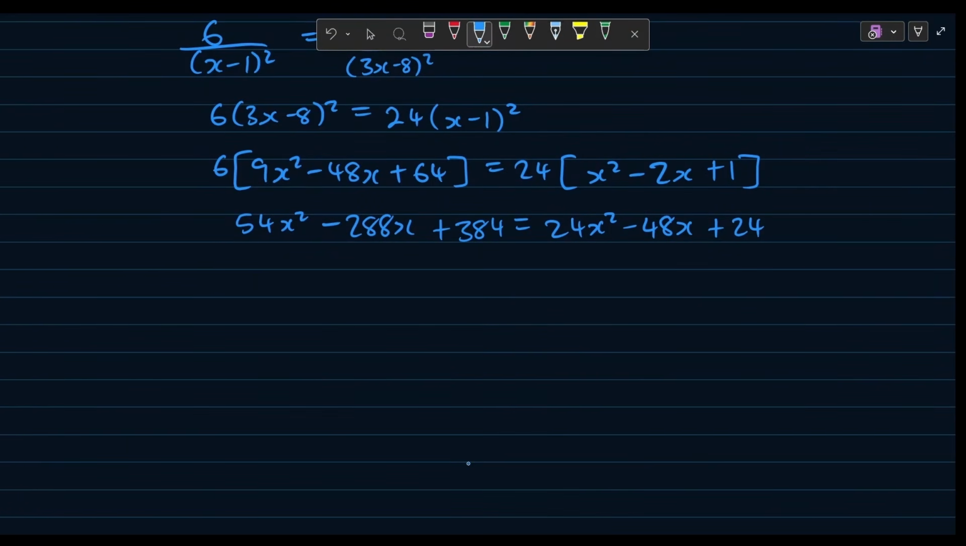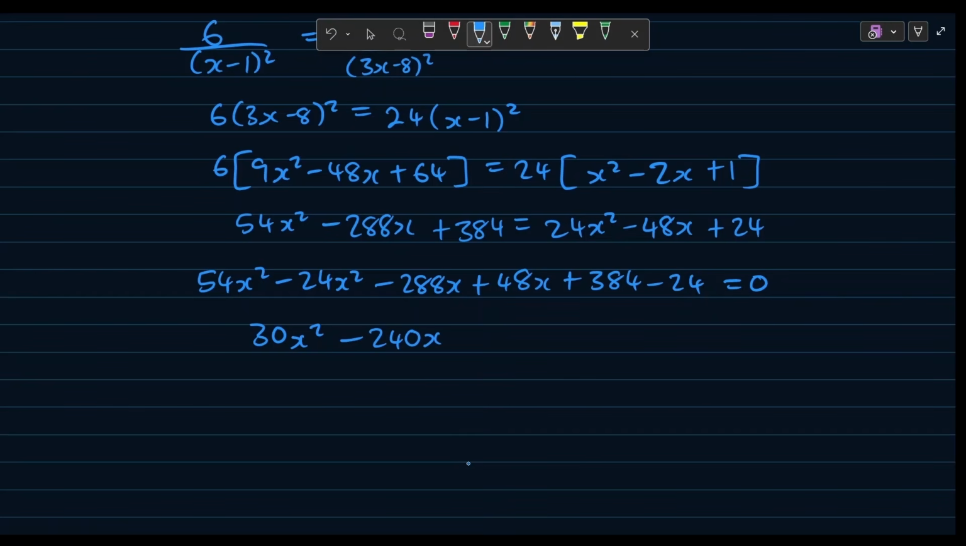Okay. Now let's put everything on one side. So I've got 54x squared minus the 24x squared, minus 288x plus the 48x, plus 384 minus the 24, and this is all equal to 0. So 54x squared minus 24x squared is 30x squared, and then -288x plus 48x gives us -240x. And then 384 minus 24 is going to be 360. And this is all equal to 0.